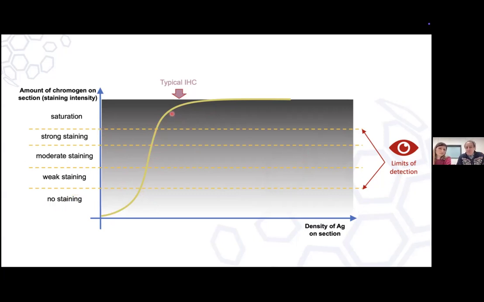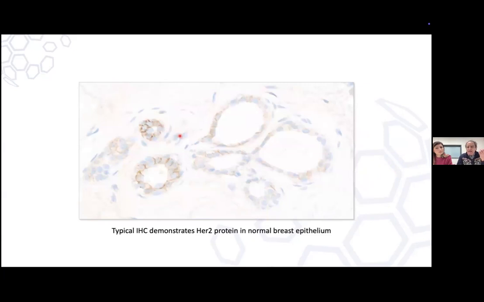In immunohistochemistry, although it will be asymptotic here, the chromogen deposition up to over a certain amount, I cannot tell that there is more. So there is also a limit where it's saturated. I can't tell you anymore. Fantastic. So that's the typical immunohistochemical staining. And if we use a normal immunohistochemical stain to demonstrate HER2, you'll see breast epithelium stains, weak but stains.